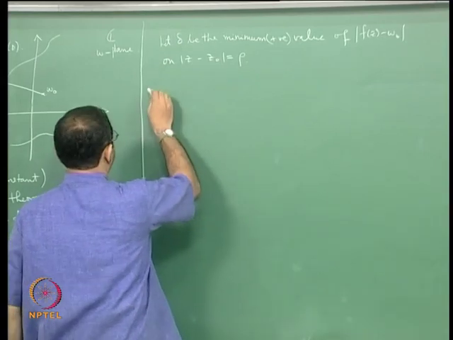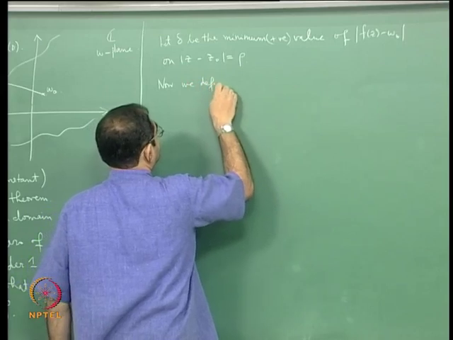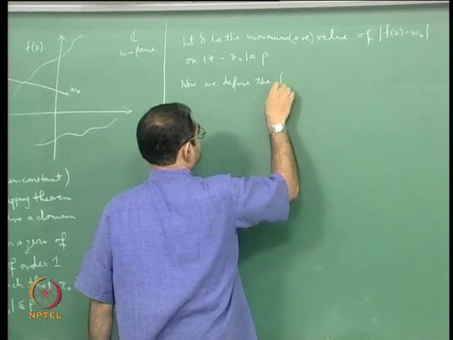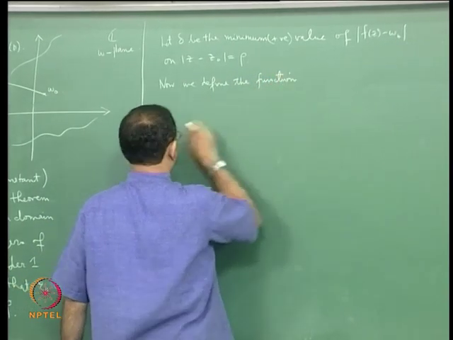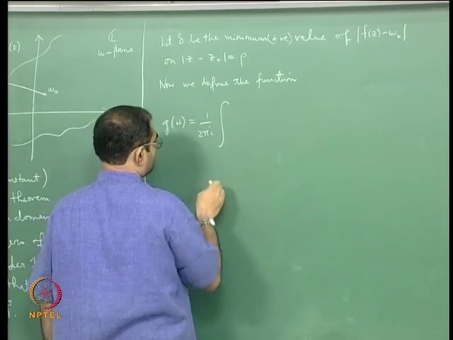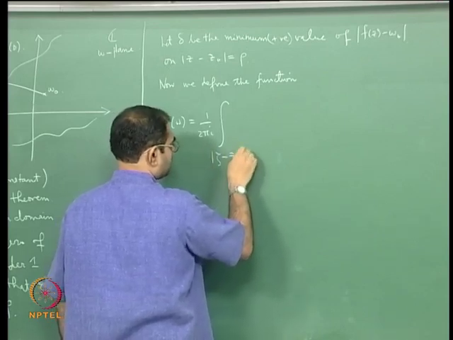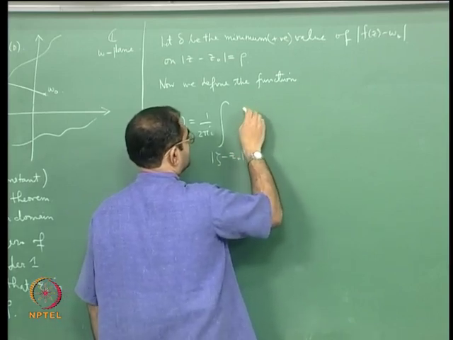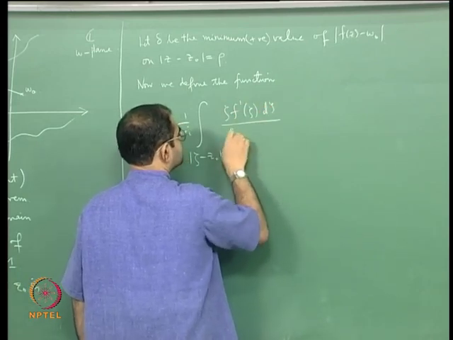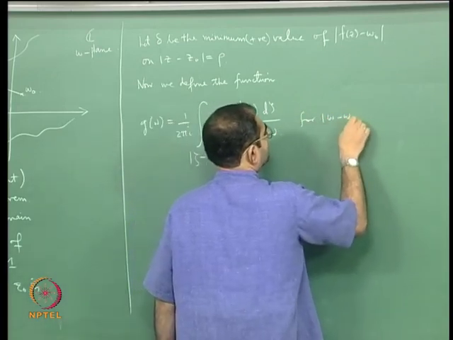Now we define the function g of w to be equal to 1 by 2 pi i times the integral over mod zeta minus z naught equal to rho of zeta f dash of zeta d zeta by f of zeta minus w, for mod w minus w naught less than delta.